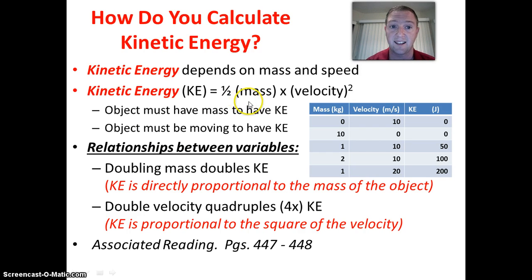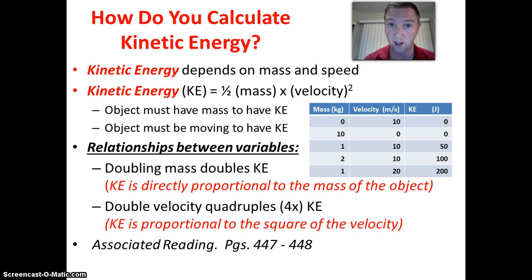And as scientists were investigating this, they learned that the amount of kinetic energy an object has depends on two factors: its mass and its speed. And through experiments, they determined that the amount of kinetic energy an object possesses is equal to one half times the object's mass times the object's velocity squared. Okay. If you don't like squares, that's just the same thing as saying 1/2 mass times velocity times velocity. Cool?